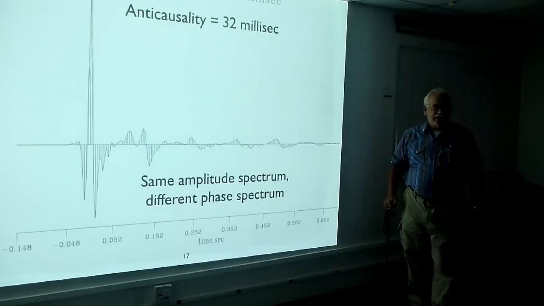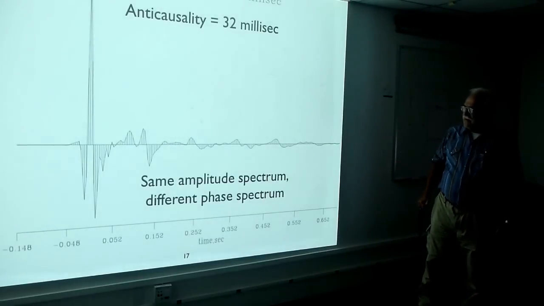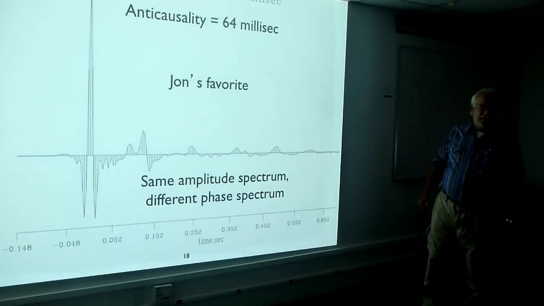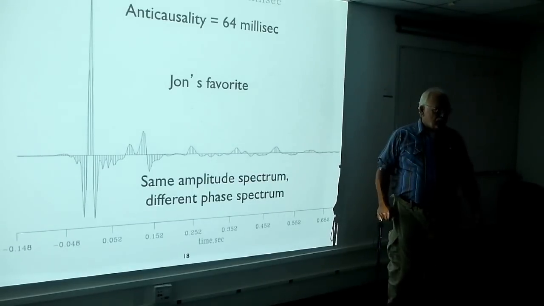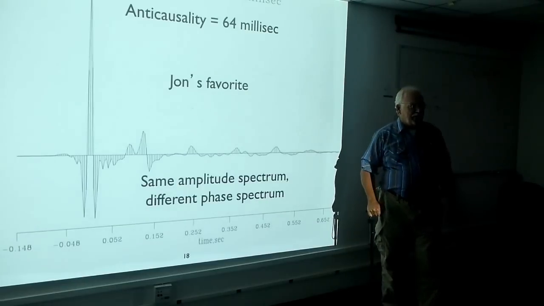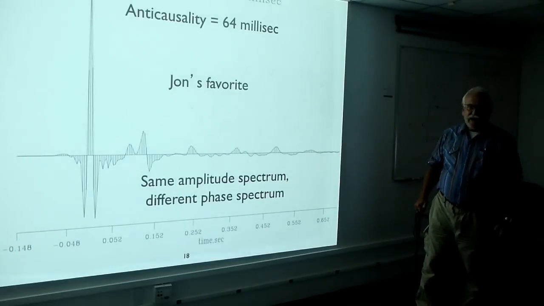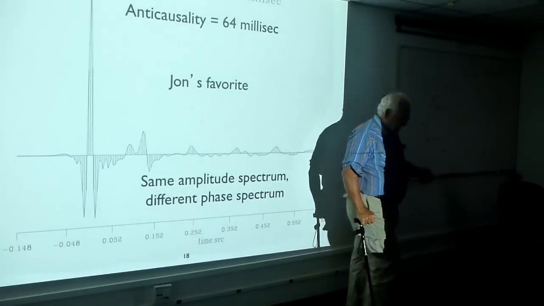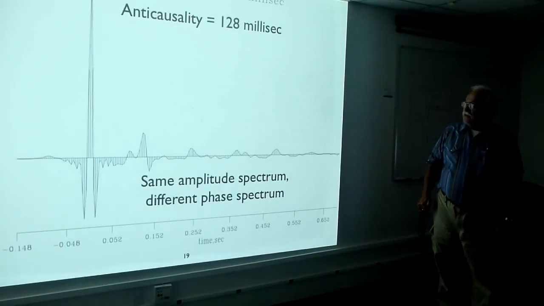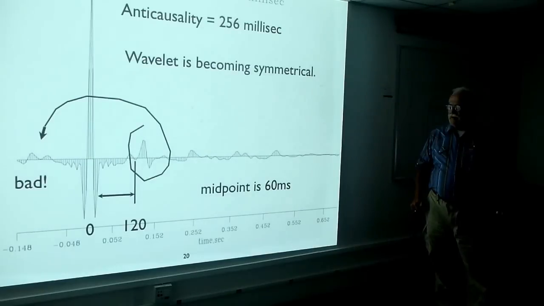Wow, 32 milliseconds starts to look like a pretty nice rigor wavelet. 64 milliseconds, you're seeing my favorite here now. And I'll double it again, and then I'll quadruple it, and things will get worse after we pass my favorite one. It's like, how many coefficients do you really want before t equals 0? So when we double it once, it doesn't look too bad yet, but when we quadruple it, things start to get bad.